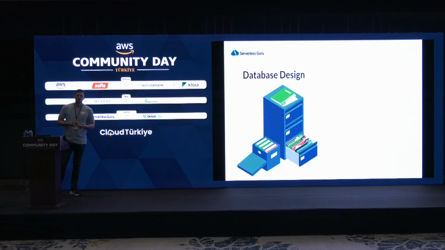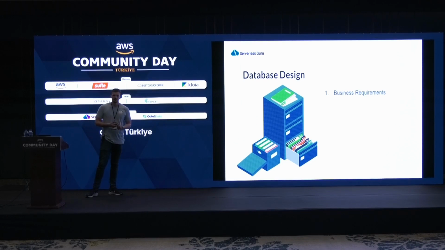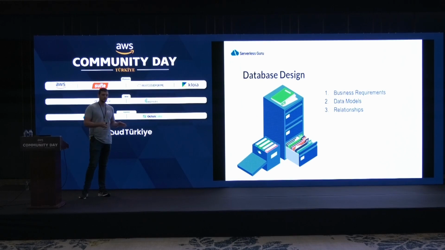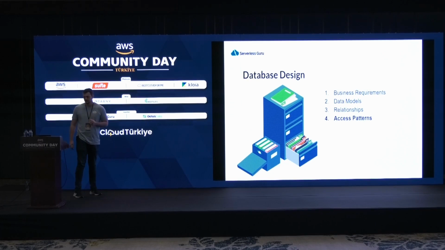The first step would be to gather requirements. We need to know what the business needs are. After that, we need to know what data we need in order to fulfill those requirements. How many data models do we have? How big are those data models? And more importantly, how are those data models related? Are all data models independent? Do they have one-to-one or any other type of relationships? This is crucial, as we need to first understand all of the above before we start thinking about access patterns.